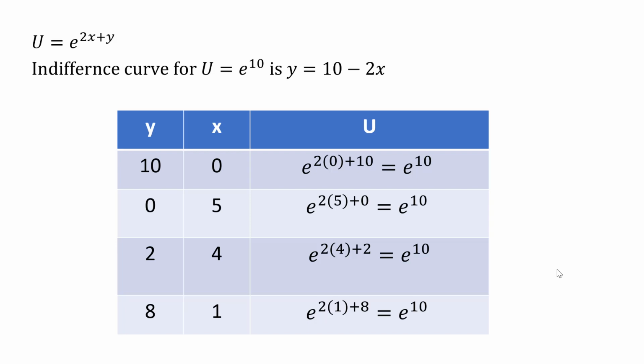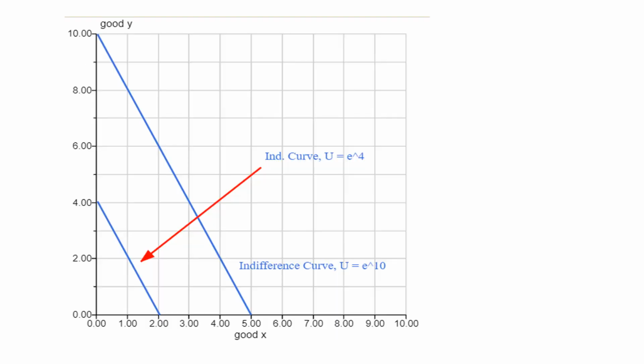Let's go ahead and graph it. So the indifference curve where y equals 10 minus 2x, that's this line right here. Any point along this line gives the consumer a level of utility equal to e raised to the power of 10. And just for good measure, I put in another indifference curve here. This indifference curve here with a vertical intercept of 4 and a horizontal intercept of 2 would correspond to an indifference curve where utility equals e raised to the power of 4. Okay, that's it.